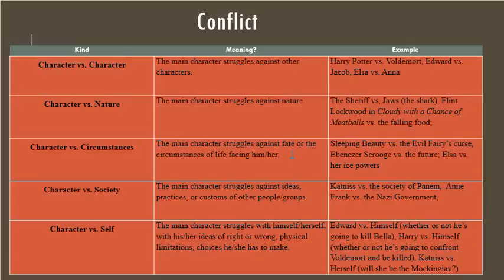Should I do my homework, or should I go out and play? Should I do my homework and study for that quiz, or should I just wing it? So you guys are constantly going back and forth between character versus self, just in adolescence in general. But authors often write about characters who do that throughout their novels.